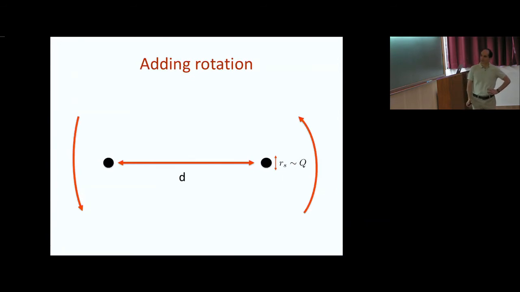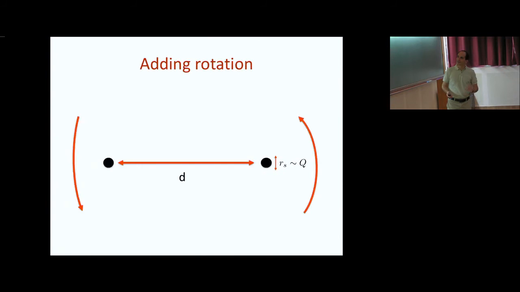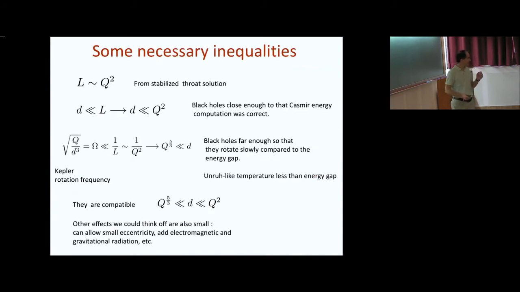In order to prevent that, we can take those two black holes and make them rotate. Then they will not fall into each other. And so this is a configuration which will live for a while. Now, in order to make it work, there are some conditions that this distance has to obey, and we'll discuss what those conditions are.